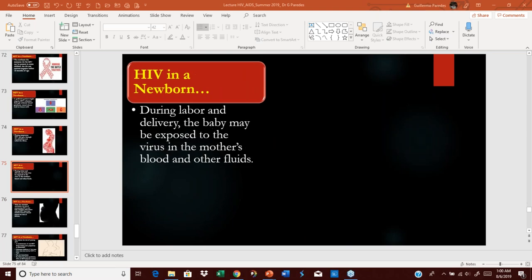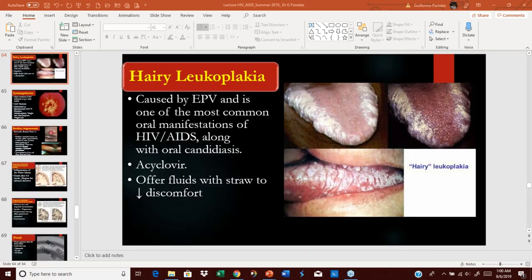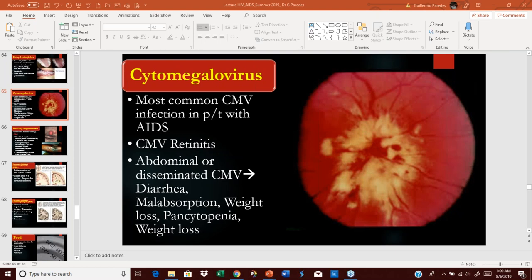Okay, so for this we are going to talk about the cytomegalovirus. Cytomegalovirus is going to be one of the latest complications in the patient. Cytomegalovirus is the most common infection in patients with AIDS, especially at the end stage. What is going to happen is blurred vision or loss of vision. Why? Because the cytomegalovirus produces inflammation of the retina. On the right side is the fundoscopy of the retina, showing an inflammatory process and even detachment of the retina.